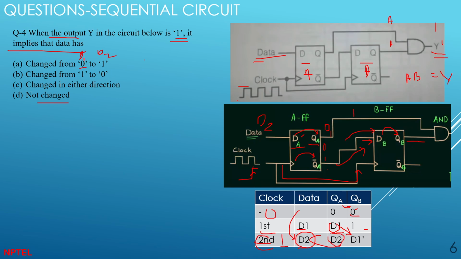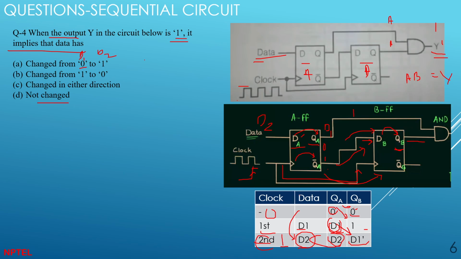And what will be QB? QB will be D1 dash, because QB is like the old data. This is QB, so this is the part I'm talking about. Why is it D1 dash? Because the data which was 0 back then, now it is D1, and the complement of 0 is 1, so D1 complement is it. It moves in a sequential manner. That's what a sequential circuit is.